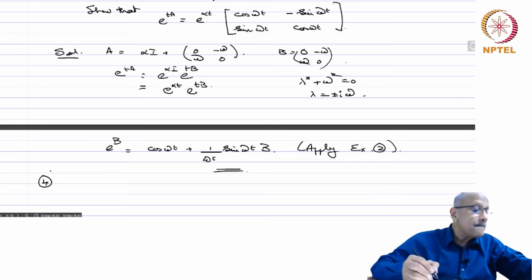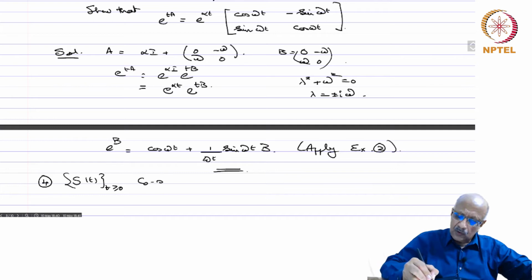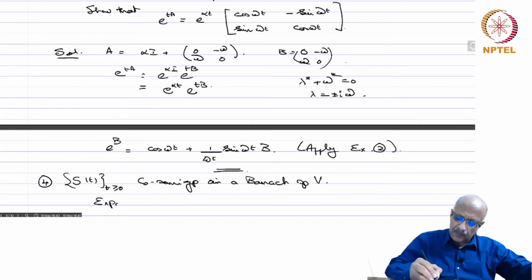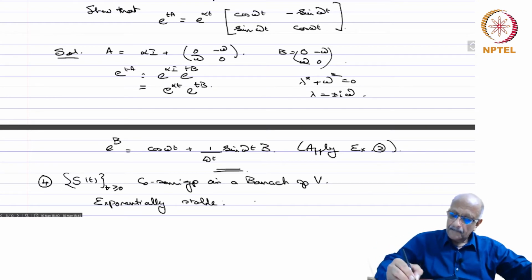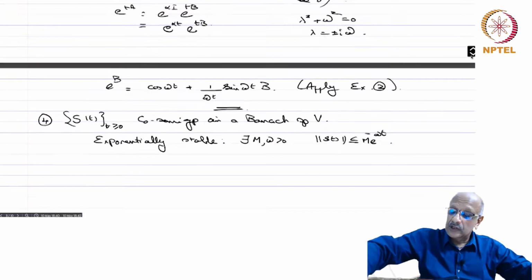Exercise 4. S of t, t greater or equal to 0, is a C0 semigroup on a Banach space. So what do you mean by exponentially stable? That means there exist M and omega positive such that norm of S(t) is less than or equal to M e power minus omega t. Okay, then the norm decays exponentially.